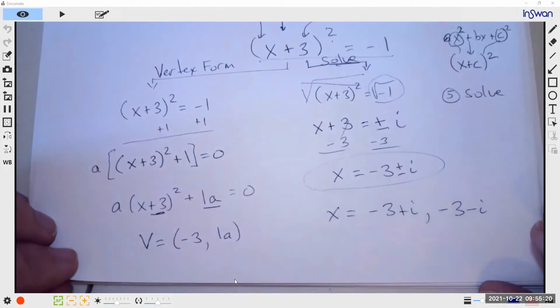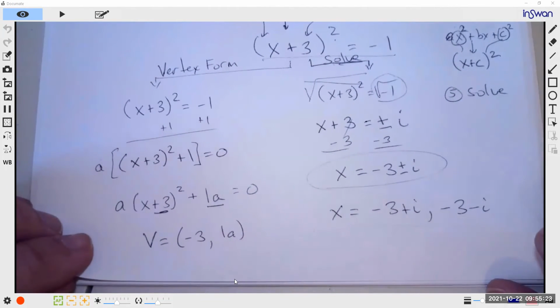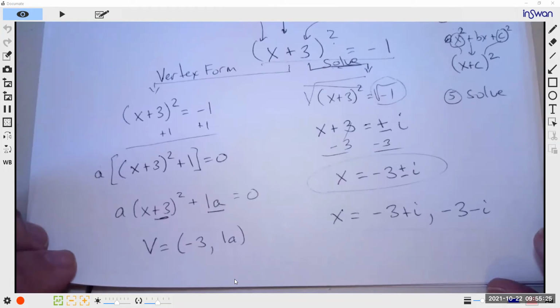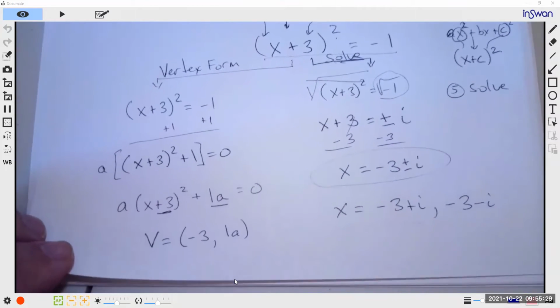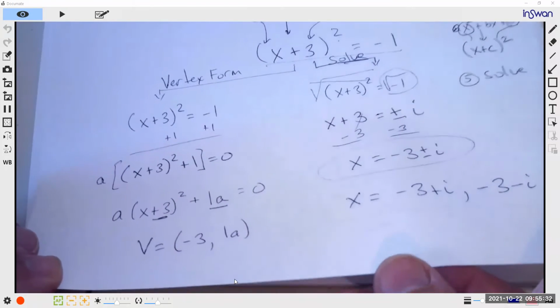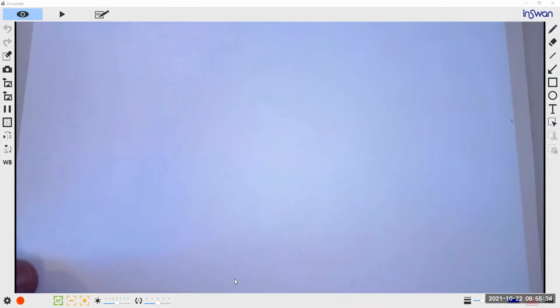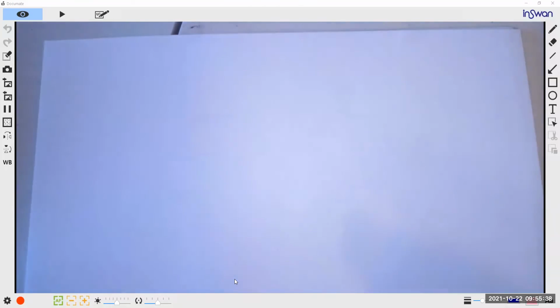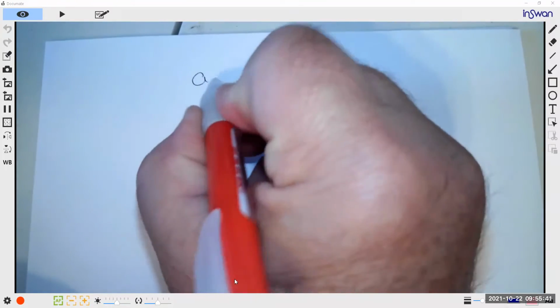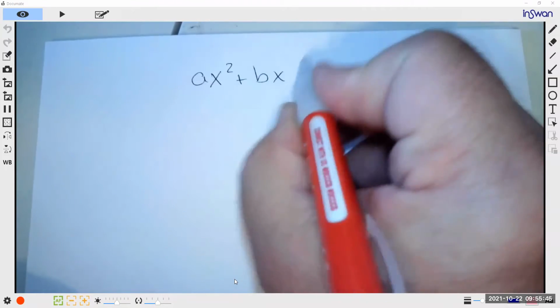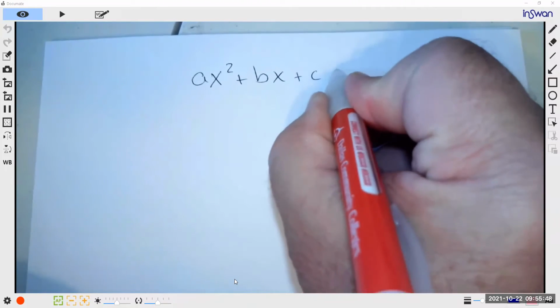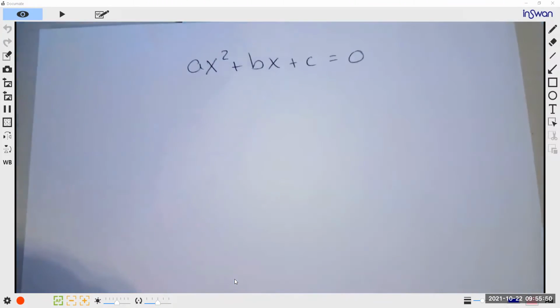That's called the complete the square method, and it works no matter what. Let me show you. This may be a little bit confusing, but it'll work out in the end. We have ax squared plus bx plus c equals 0. It's a quadratic equation. We use the complete the square method on this one.